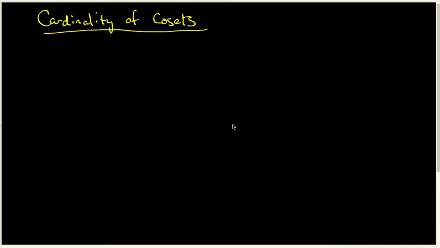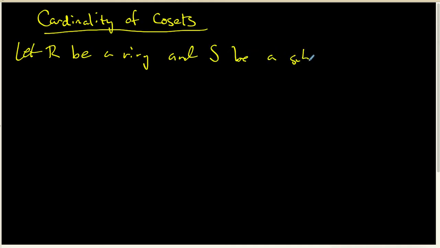In this video, we're going to look at the cardinality of cosets. So to get started, we're going to let R be a ring and S be a subring of R. And we'll let A be any element of R.